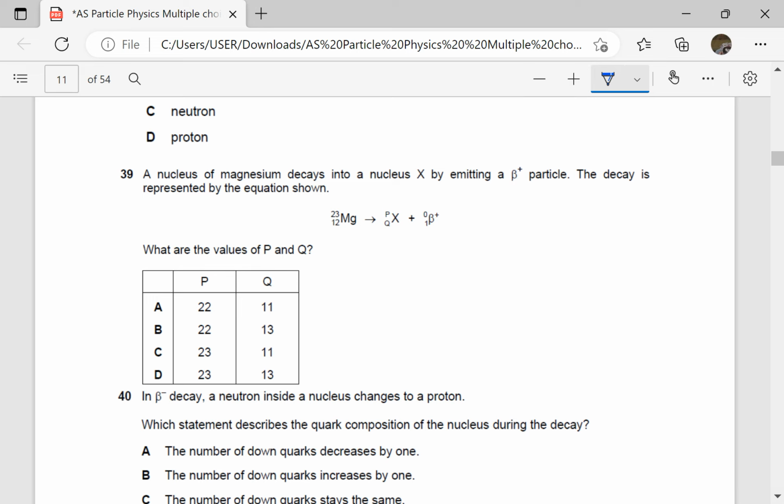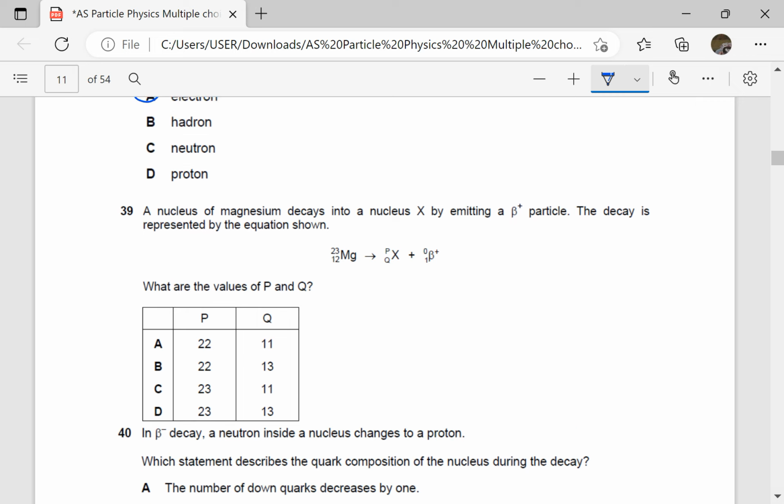A nucleus of magnesium decays into a nucleus X by emitting a beta plus particle. The decay is represented by the equation shown here. What are the values of P and Q?